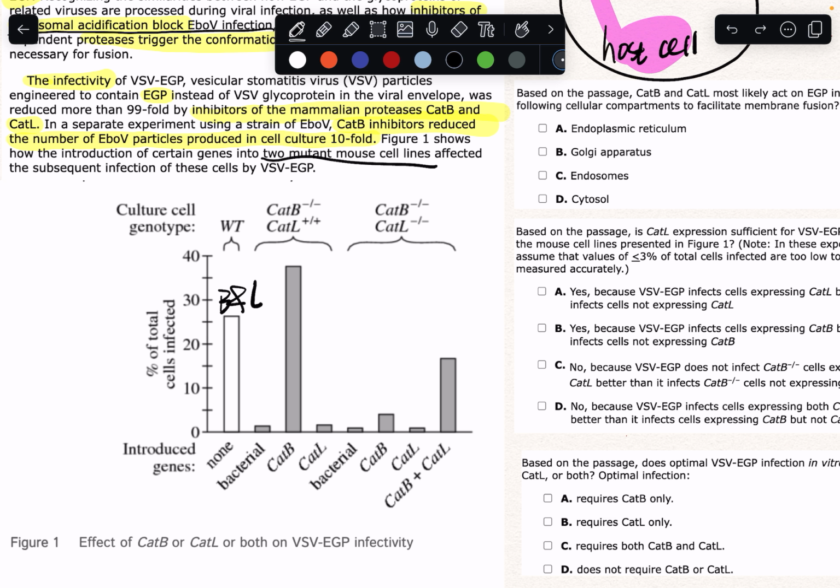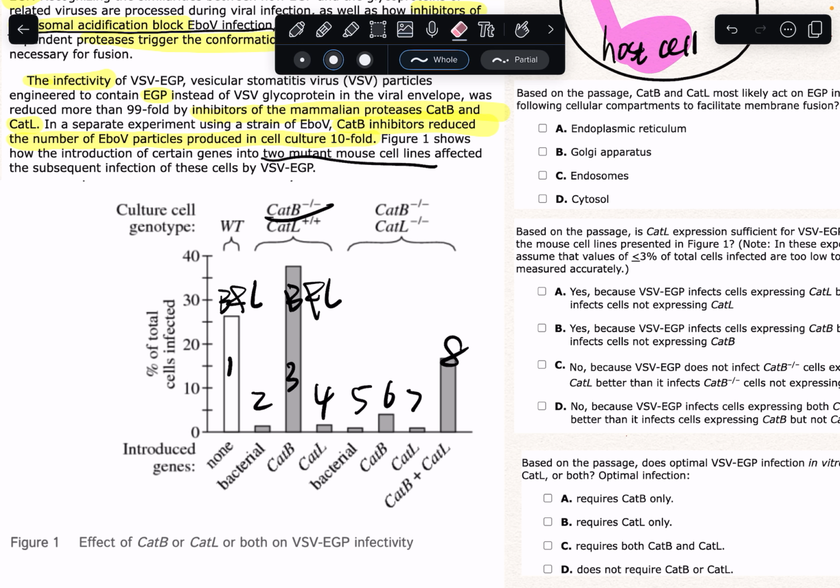I see that I don't have CatB. I do have CatL, but in this culture cell without CatB, I introduced CatB. I don't know why they do that, but that's what they did. They knocked out CatB, but then they introduced CatB. Meaning what? With this column, let's label 1, 2, 3, 4, 5, 6, 7, 8. Column 3 is just like column 1. It has both CatB and CatL. I did knock out CatB from the get-go, but then I introduced CatB, so that's why I have both CatB and CatL. And that makes sense that its infectivity is high.